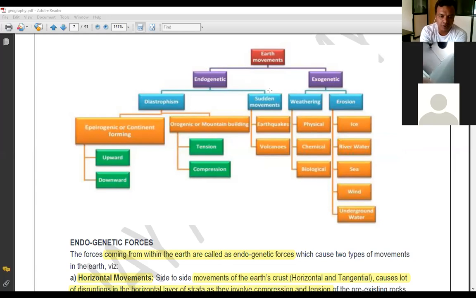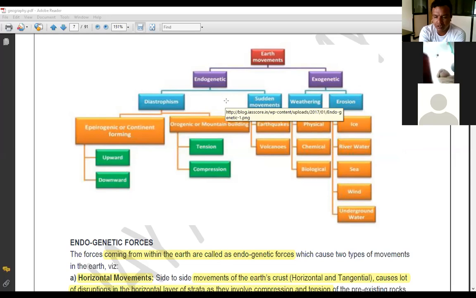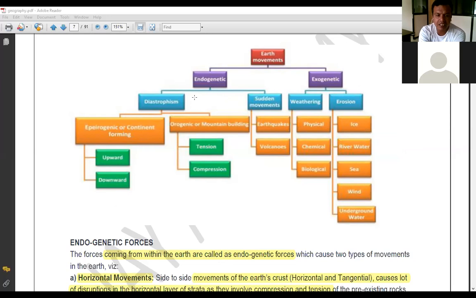So here we have seen that there are various types of earth movements, categorized into endogenetic movement and exogenetic movement. We have already finished the endogenetic movements, which are the movements due to the internal forces of the earth. So diastrophism, the slow movements and sudden movements, we have discussed. We have also discussed upward and downward movements, tensional and compressional movements, and the various types of landforms created due to diastrophism.